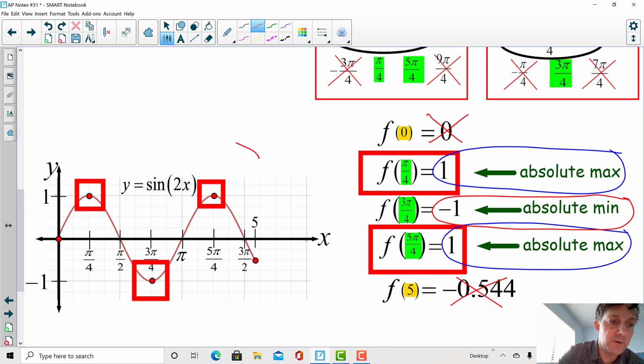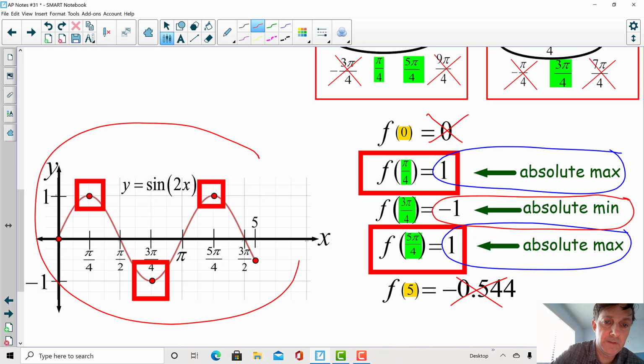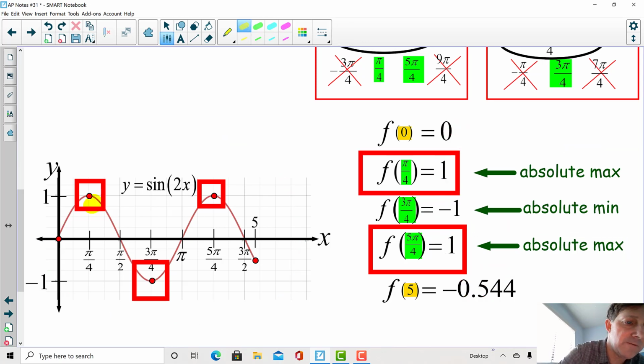You can look at the graph of our original function over here on the left side, and you can see our answer. Pi over 4 was an absolute max, and so was 5 pi over 4. And the absolute minimum occurred at 3 pi fourths.